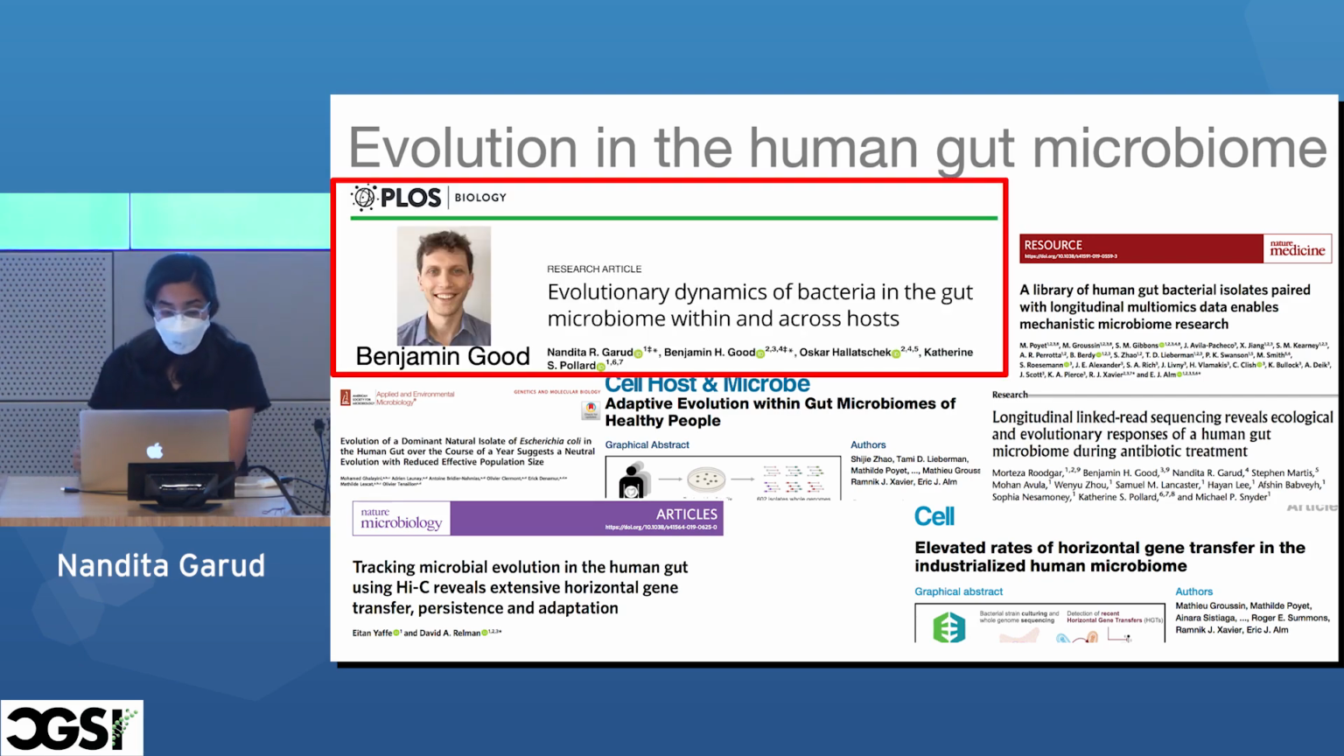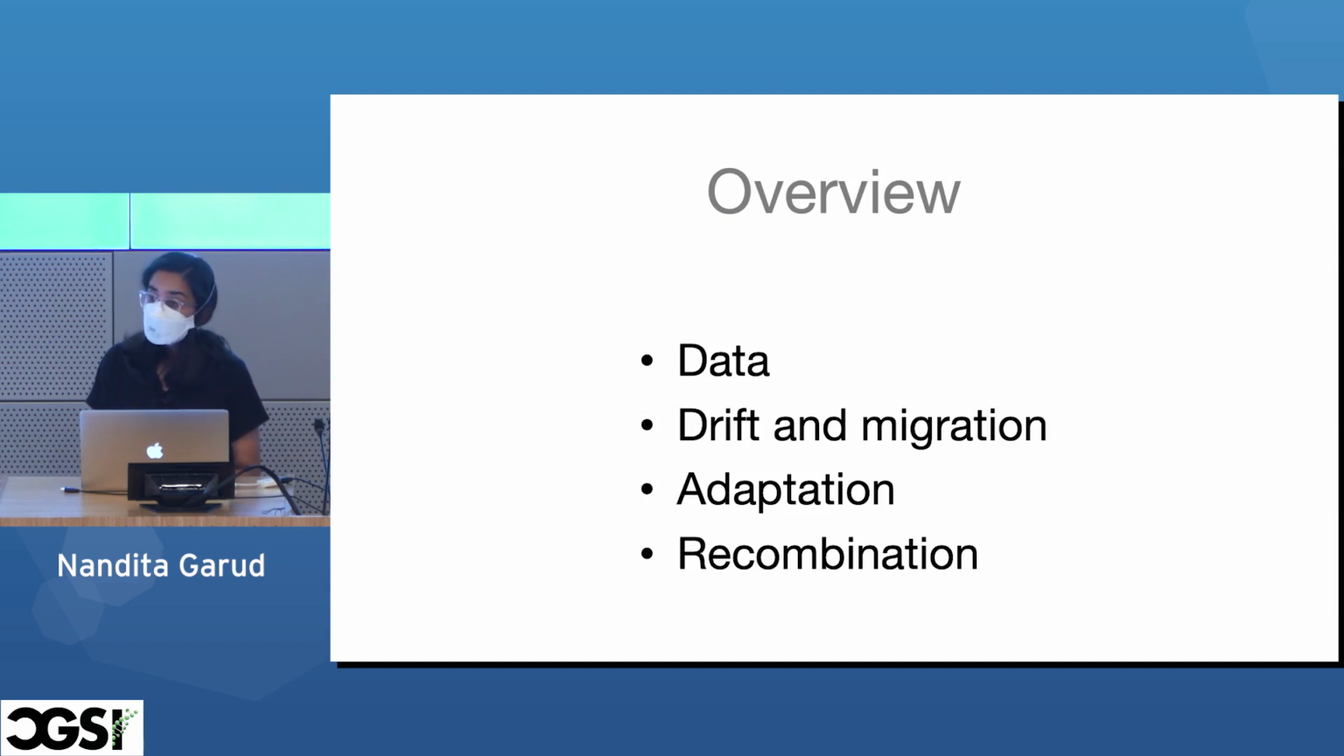So going back to this menu, the population genetic processes in the human microbiome that I'll talk about today are drift and migration, adaptation, and recombination. But first, I'm going to add data to that menu, because I know I mentioned shotgun data, but maybe some of you may not be familiar with what that is. So let's dive in.